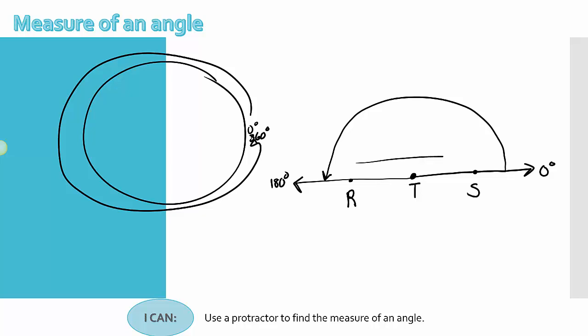Now we have a tool. If I keep drawing here, it has little tick marks on it, 180 little tick marks representing our degrees, and this is what we call a protractor, and that's what we're going to use. That's our tool for measuring angles.